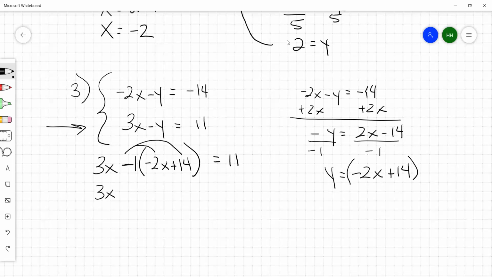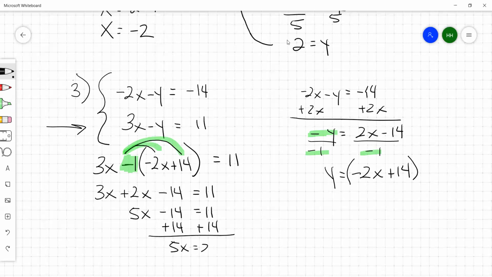So you get 3x, and then you get negative 1 times negative 2x, which is positive 2x. Negative 1 times positive 14 is negative 14, and that equals 11. There's a couple things in this problem that aren't difficult, but could really get you off track fast. One being the negative in front of the y, and dividing everything by negative 1. The second being this negative right here, and the fact that you have to distribute it. So now if we finish down here, we get 5x minus 14 equals 11. Add 14. So your 5x will equal 25, and then you can divide by 5. So x equals 5.